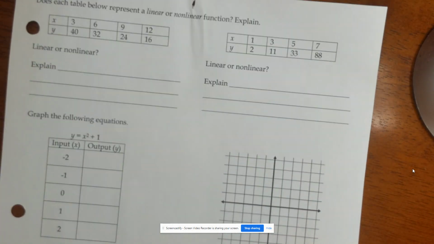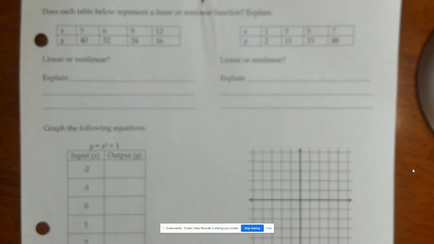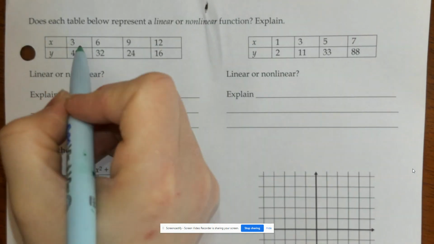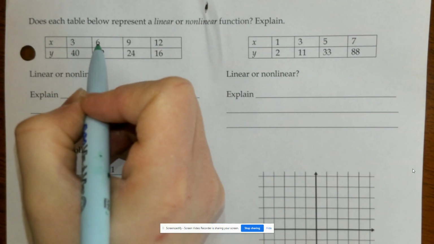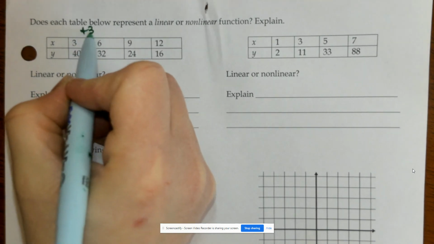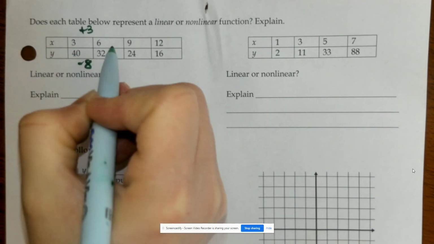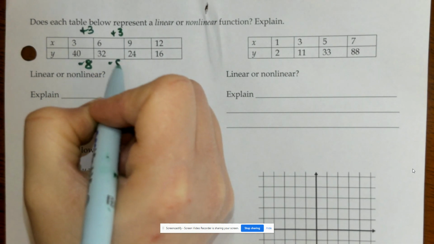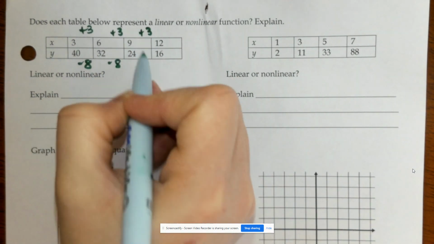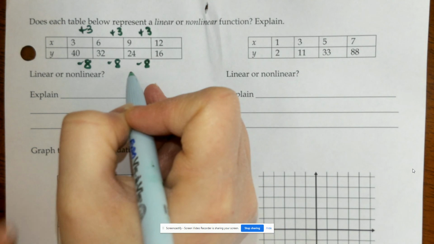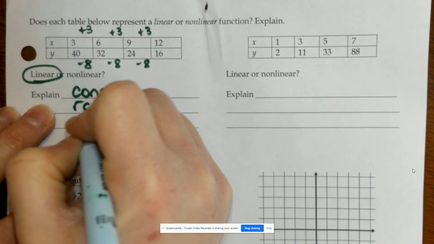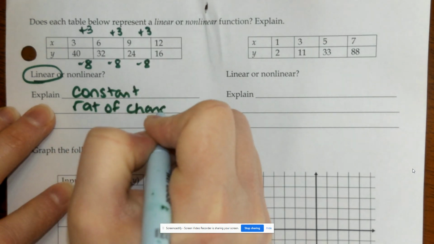So if we look at the back, does each table below represent a linear or nonlinear function? So basically what that means to us is, is there a constant rate of change? So the first one is going up by 3. And if the first one is going up by 3 and down here is going down by 8, the next change in input is going up by 3, where the output is going down by 8. The input is going up by 3. The output is going down by 8. So is it linear or nonlinear? We would say linear because it has a constant rate of change.